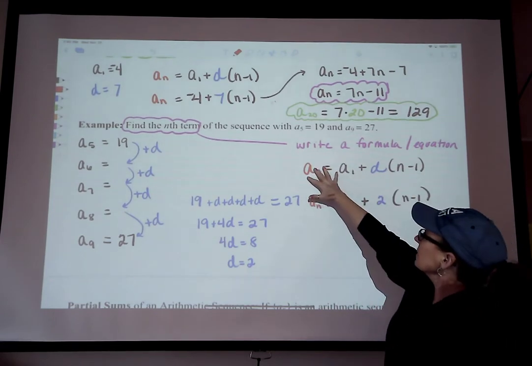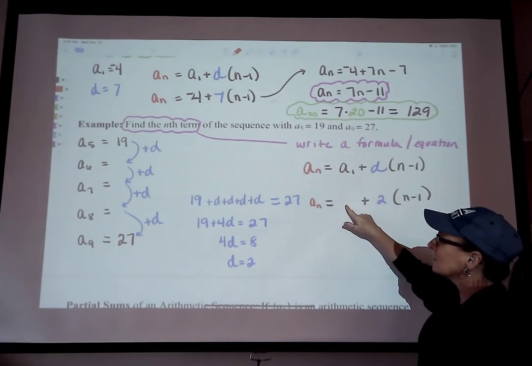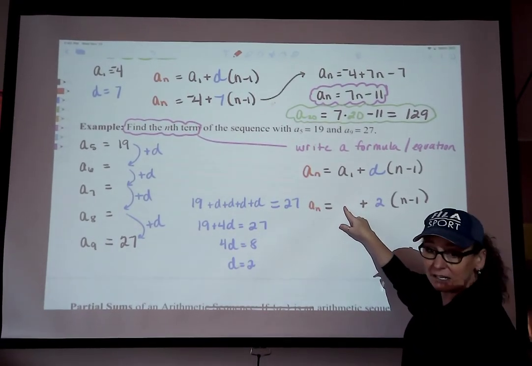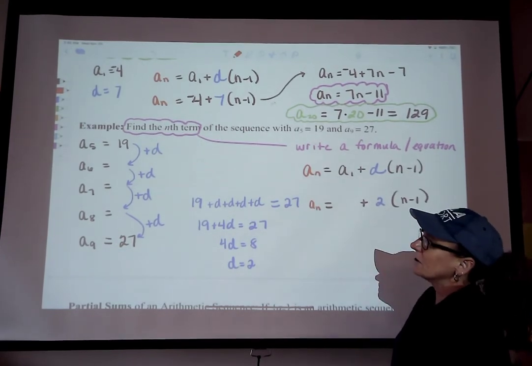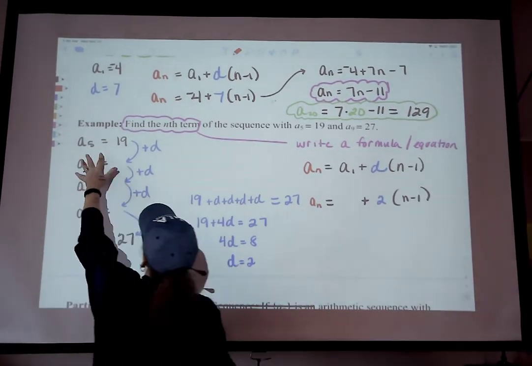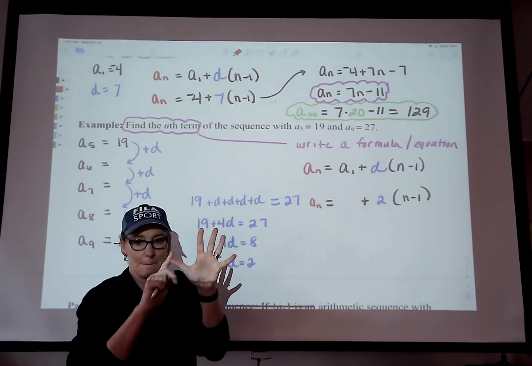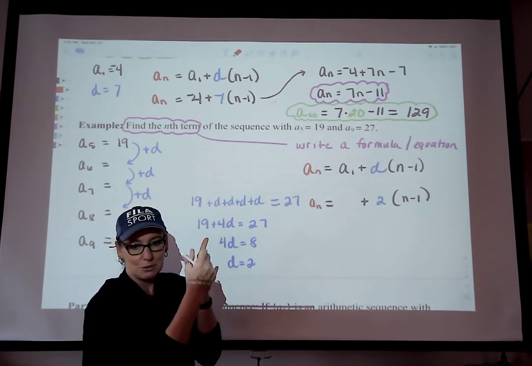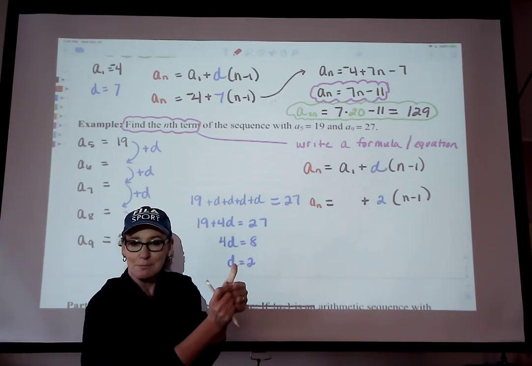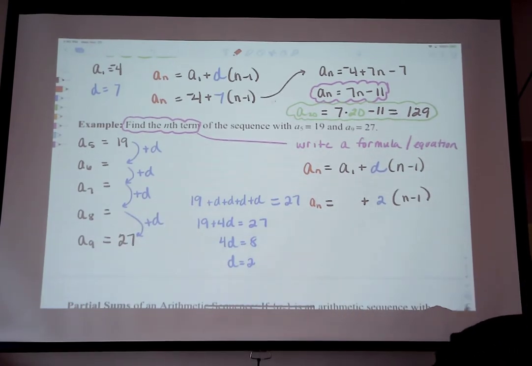Back to this formula. I know now that D is 2, that's going to stay the same. Do we know what a sub 1 is? Well, no, not yet, but I think you can figure it out. If the 5th one is 19, can you back that up 2 and back that up 2 and back that up 2 and back that up 2 to get the first term? I think the first term is 11.